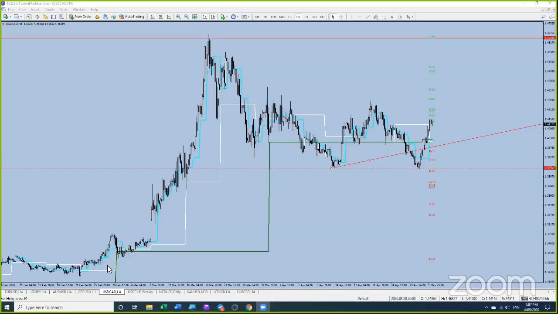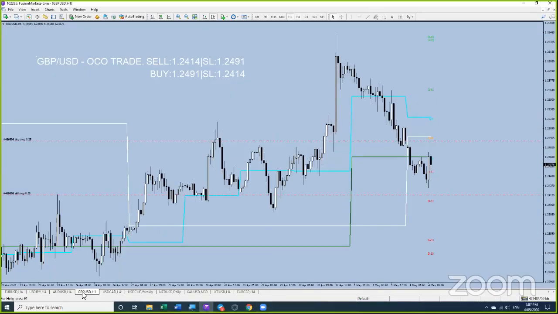Rightio, the pound US dollar beta test trade for today is this one. It's up there on your screen. The OCO is a sell at 1.2414 with a stop loss at 1.2491. And buy is obviously the reverse of that, 1.2491 with a stop loss at 1.2414.